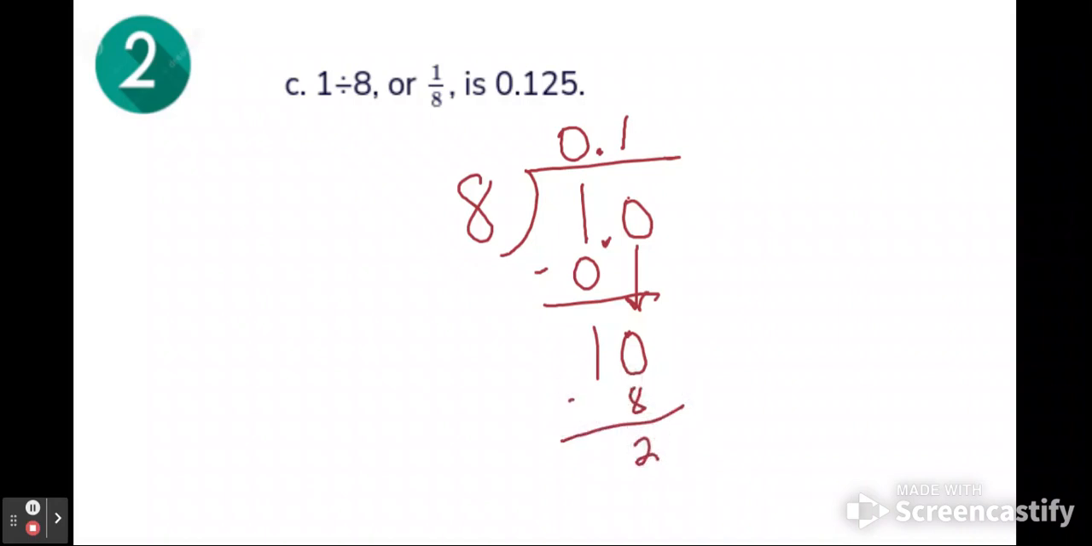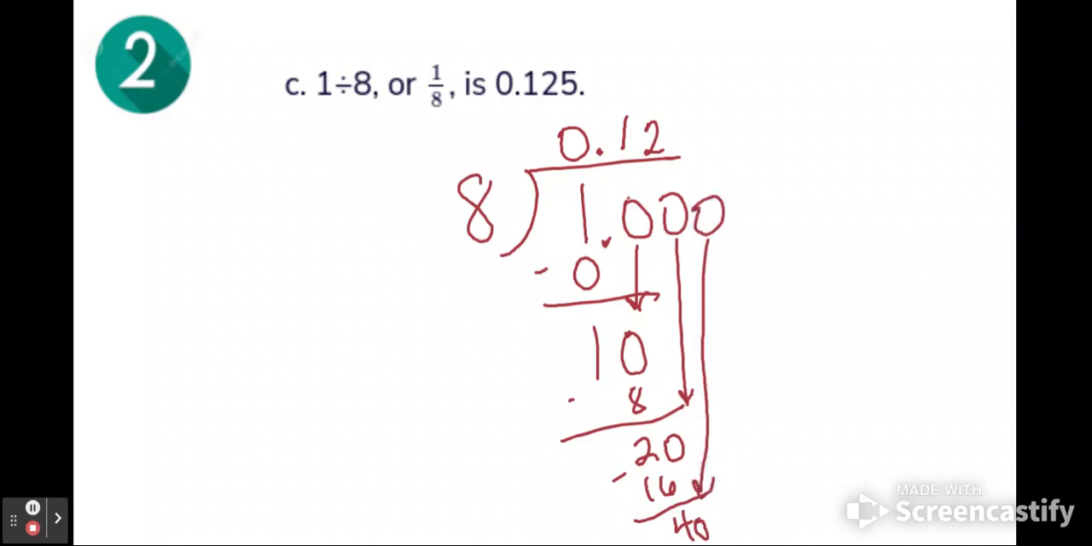Ooh, still not at 0. So I need to add another 0 and bring it down. 8 goes into 20 twice. 2 times 8 is 16. Subtract. I end up with 4. I'm going to bring down one last 0. 8 goes into 40 exactly 5 times, because 5 times 8 is 40. And when I subtract those, I end up with 0. So I'm done. Were you able to get that?